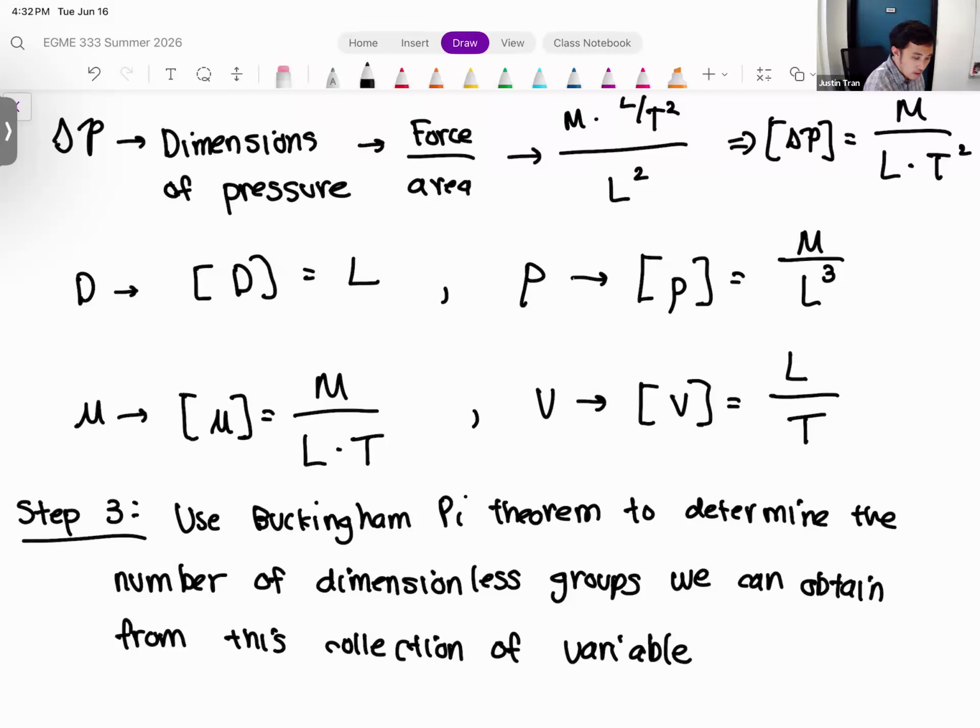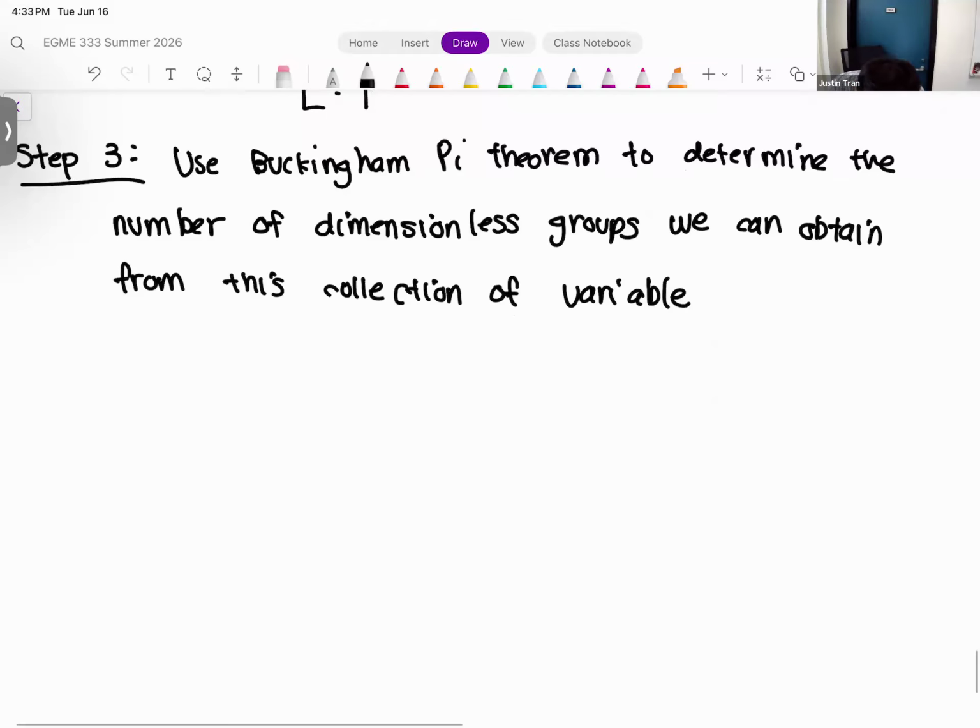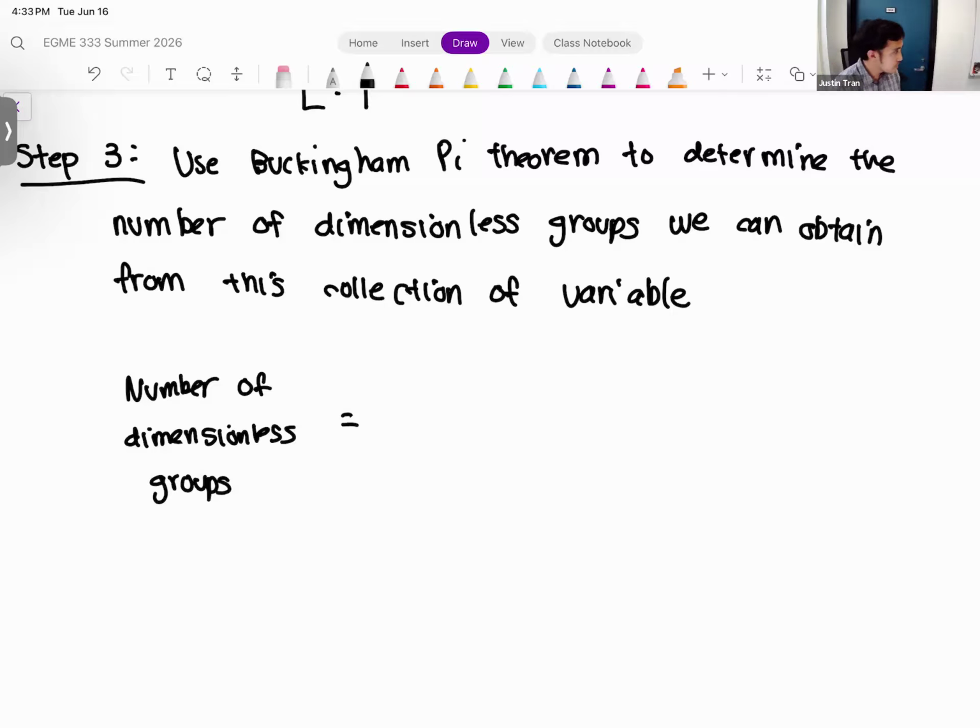So Buckingham pi theorem, it sounds fancy just because it sounds like Buckingham Palace in the UK, but it's actually very simple. Although deriving this theorem was not simple. Basically, the number of dimensionless groups equals a very simple difference. It's going to be K minus R.